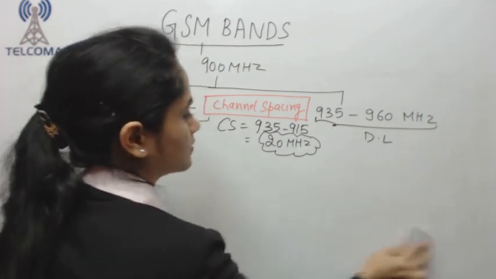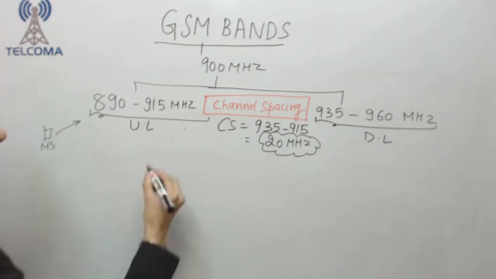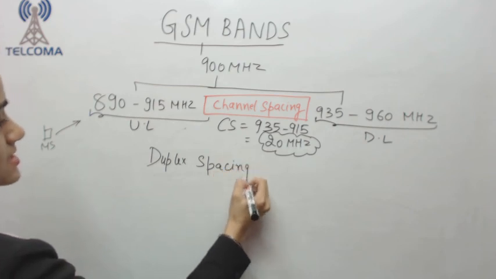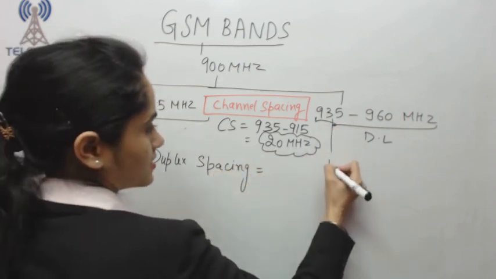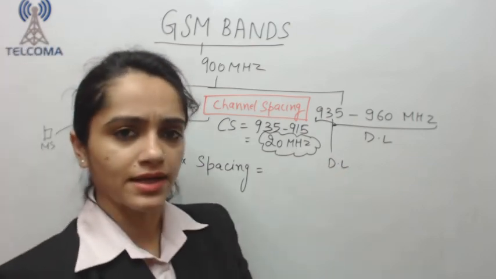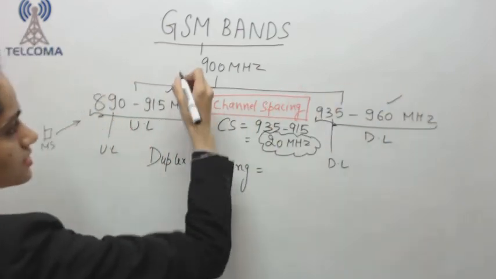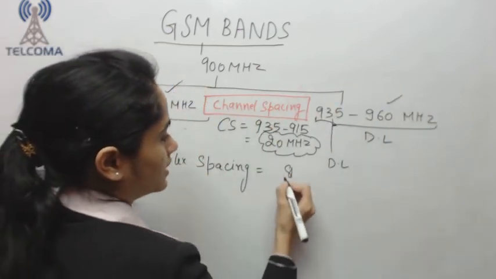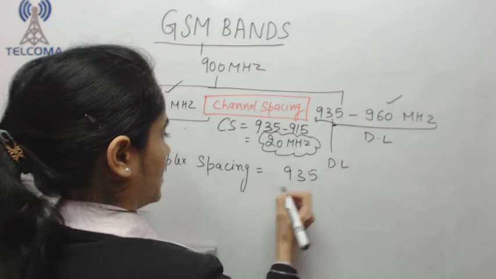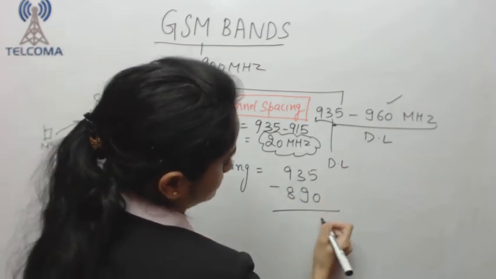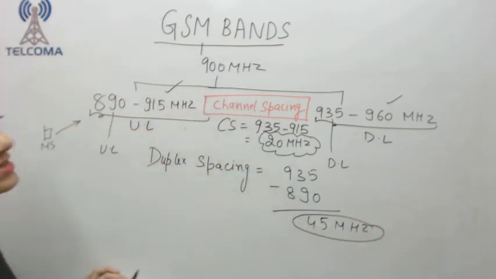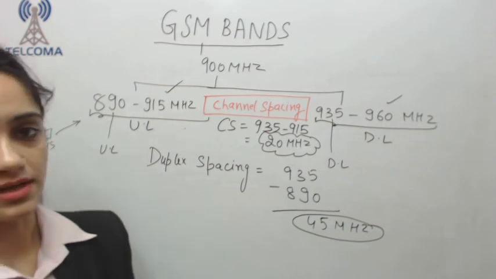Other than this, we have the concept of duplex spacing. Duplex spacing is the space between the first downlink and first uplink carrier. It will be the same from last to last, because we require a dual carrier for uplink and downlink. Here we have 935 minus 890, which comes to 45 megahertz. So 45 megahertz duplex spacing is there in this 900 megahertz band.